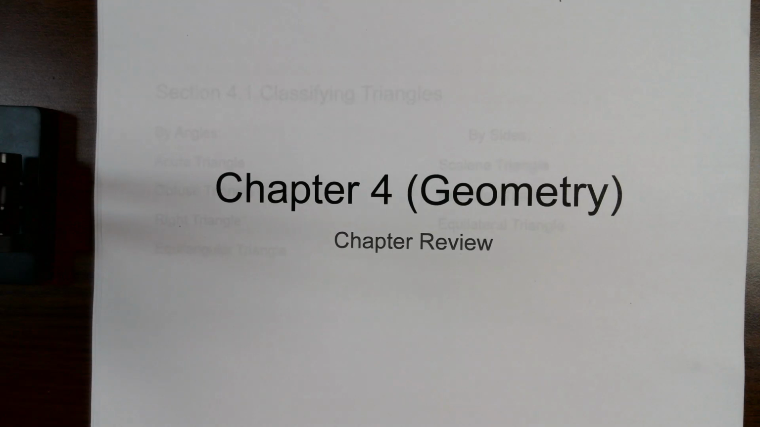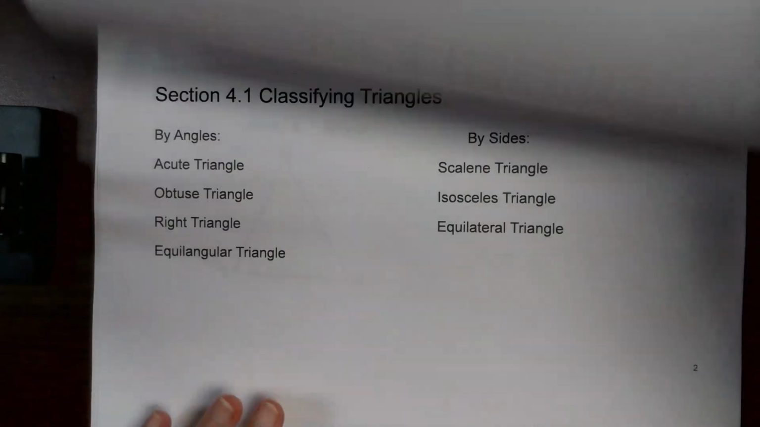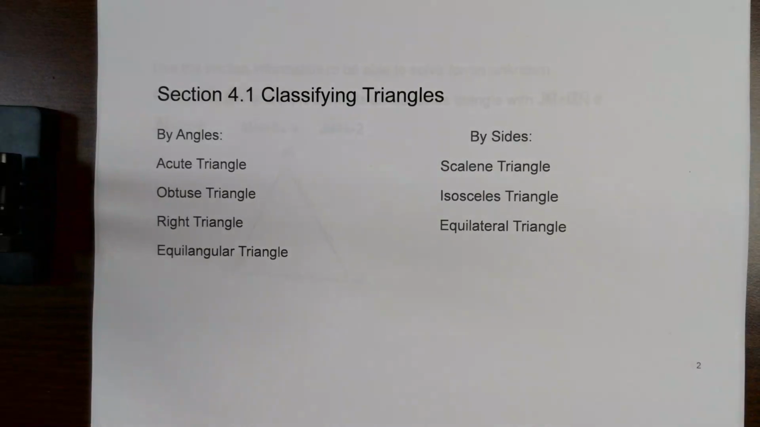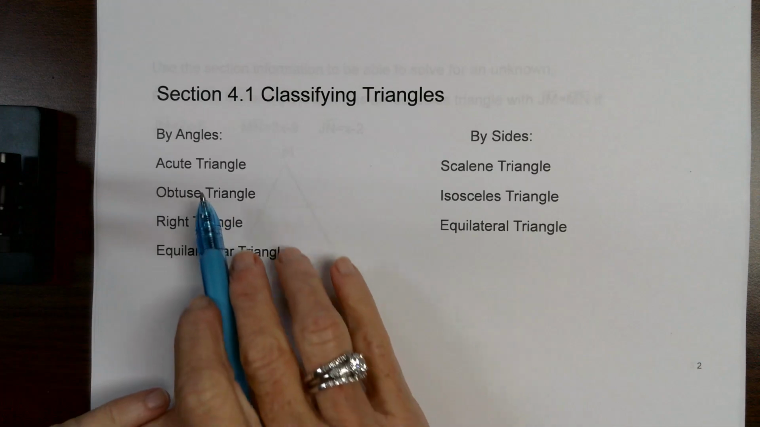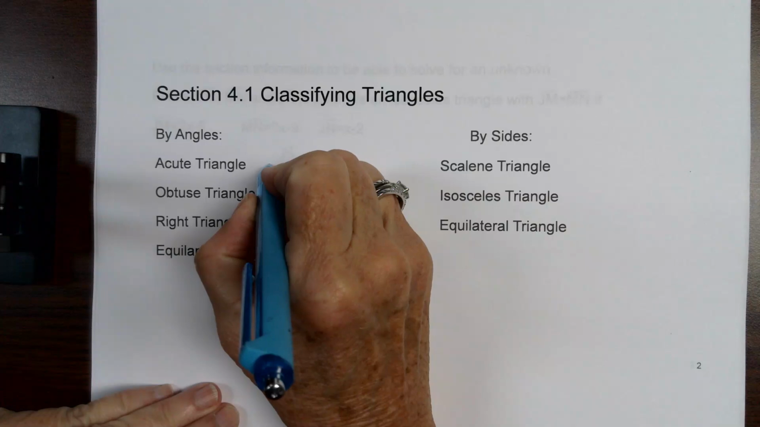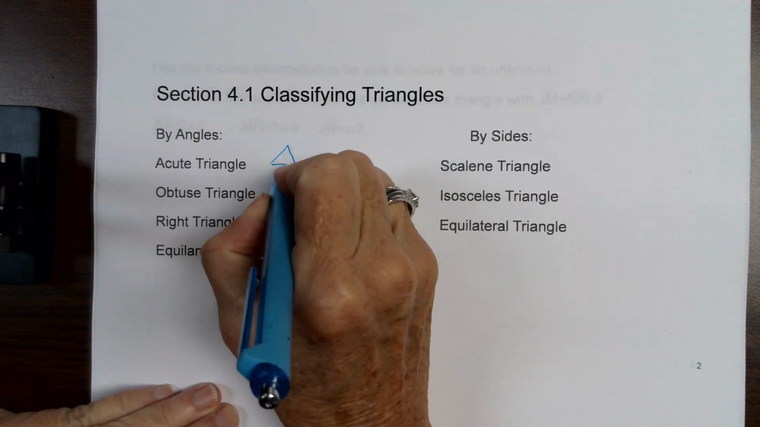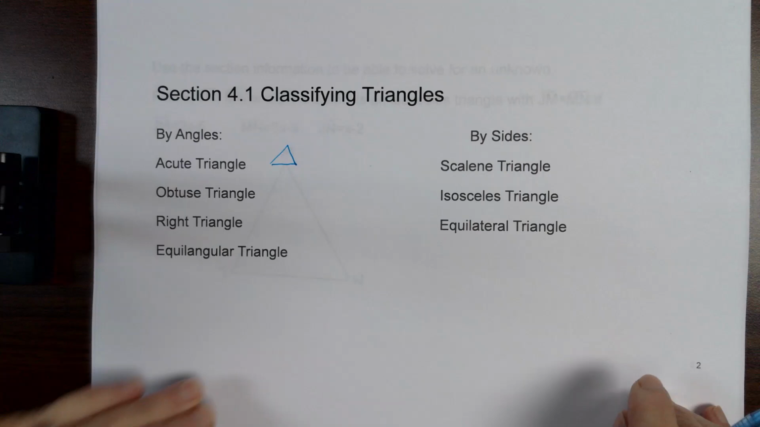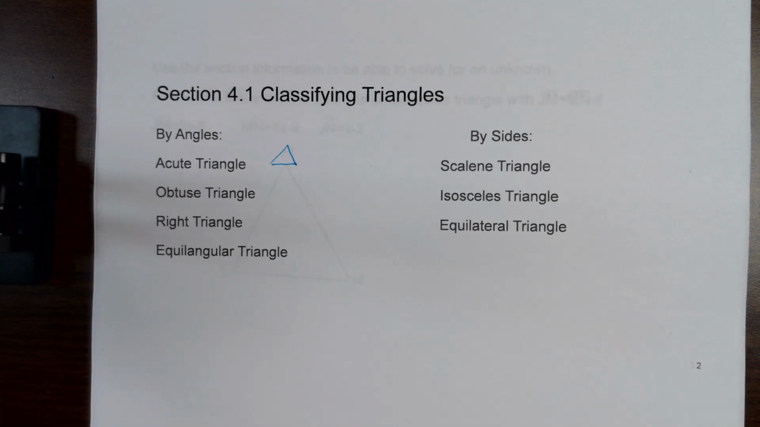The Chapter 4 review. Section 4.1 has to do with classifying your triangles. Triangles can be classified by angles and by sides. An acute triangle is a triangle that has three acute angles, or three angles that are less than 90 degrees.